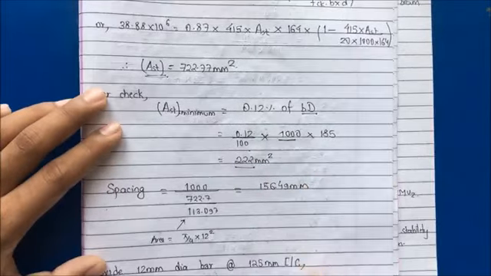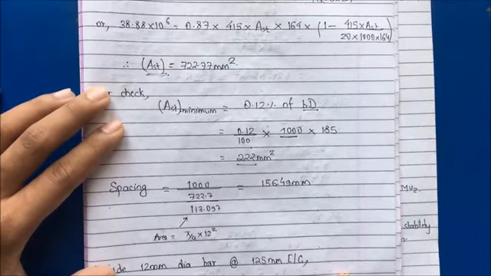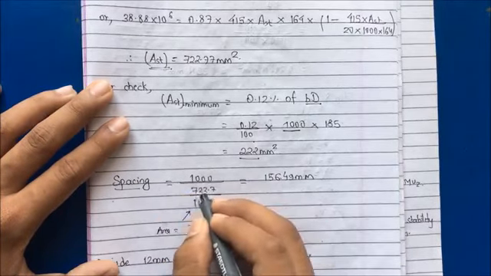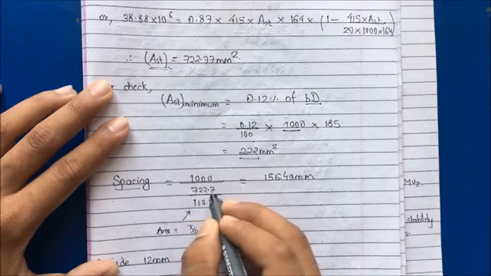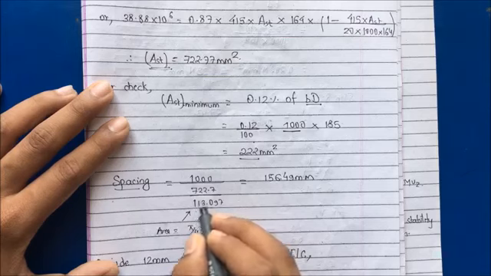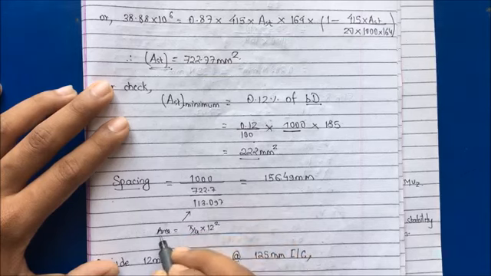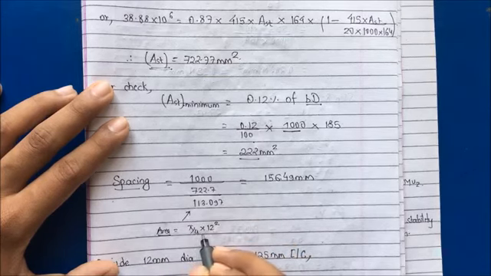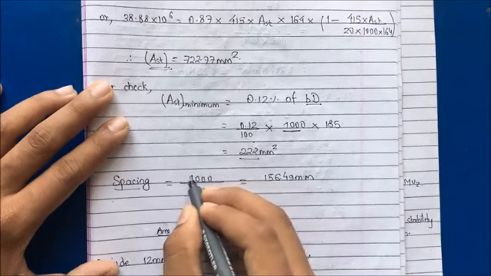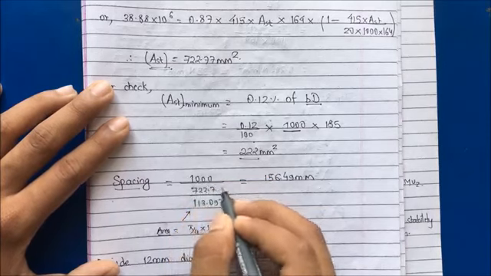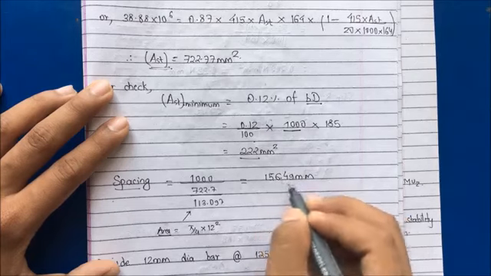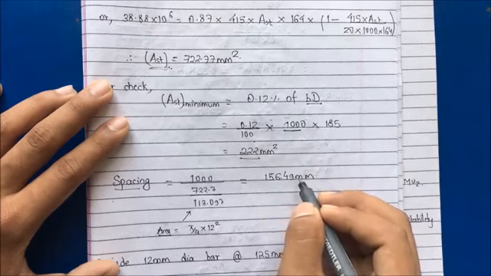Now let us find the spacing of the bars to be provided in the section. For spacing, we have the formula: spacing is equal to width of the section divided by area of steel provided divided by area of individual bar. We are providing a bar of 12 mm, for which the area of individual bar will be pi by 4 into 12 square, and this comes as 113.097. We are considering a section of 1000, that is 1 meter. Then we get this value as 156.49 mm. The spacing between the bars should be 156.49 mm.